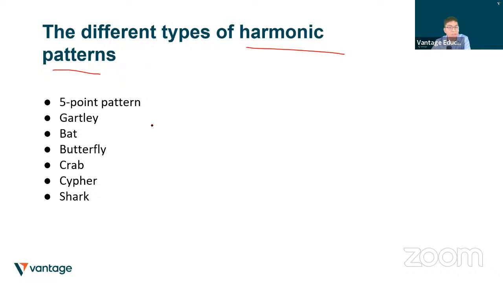There are actually five different types of harmonic patterns. We have the Gartley, the 5-point pattern, the bat pattern, the butterfly pattern.